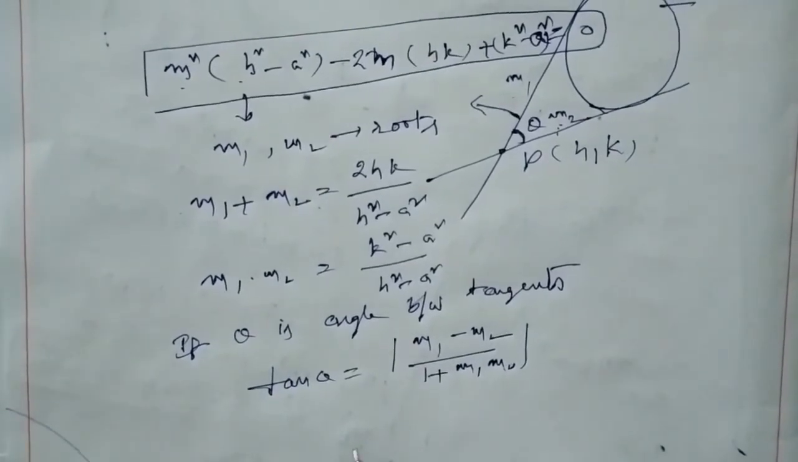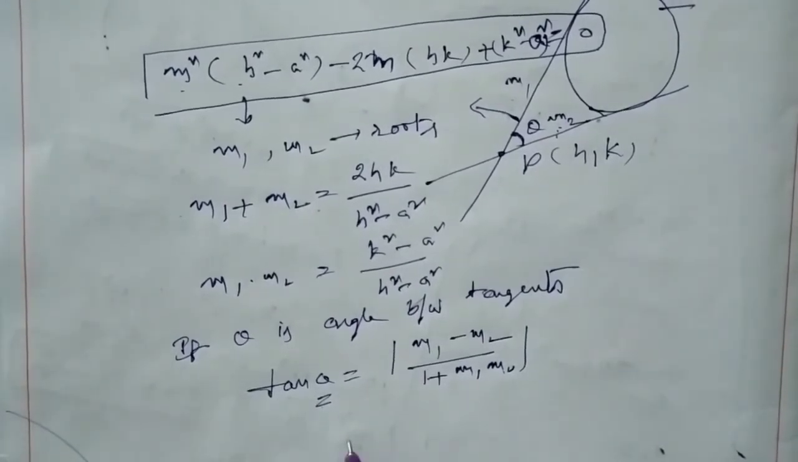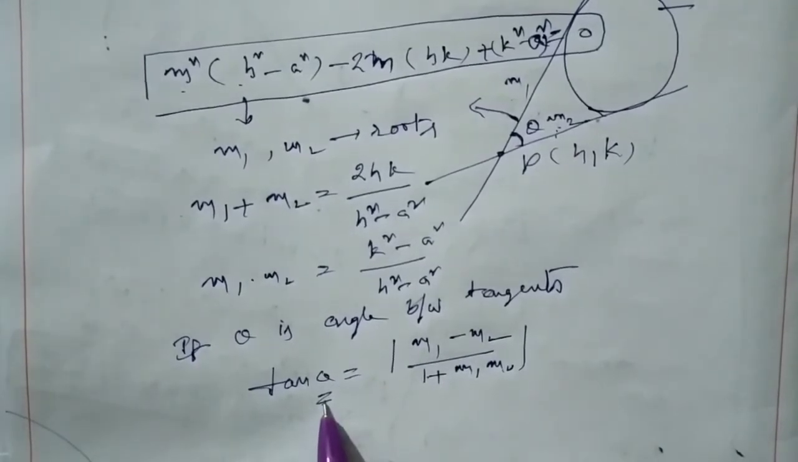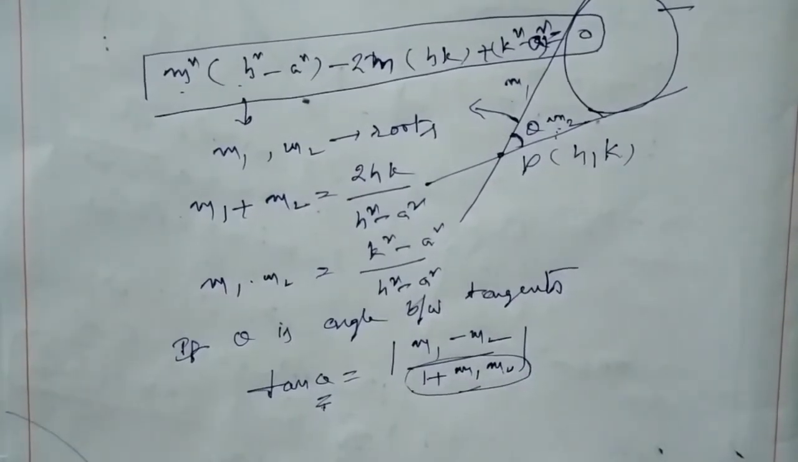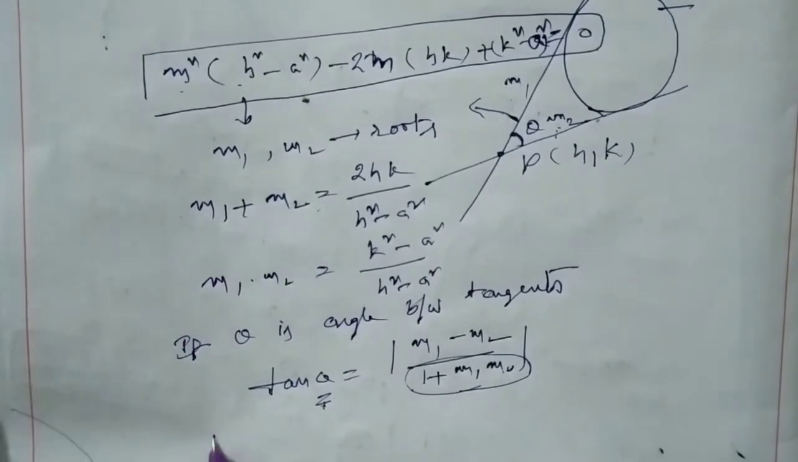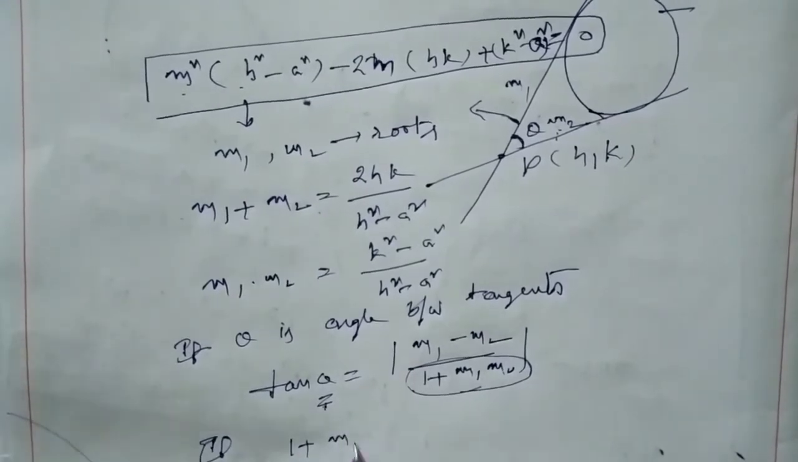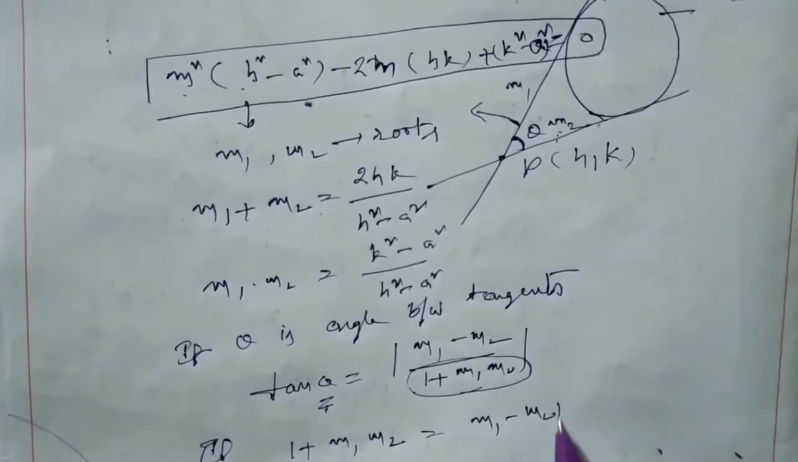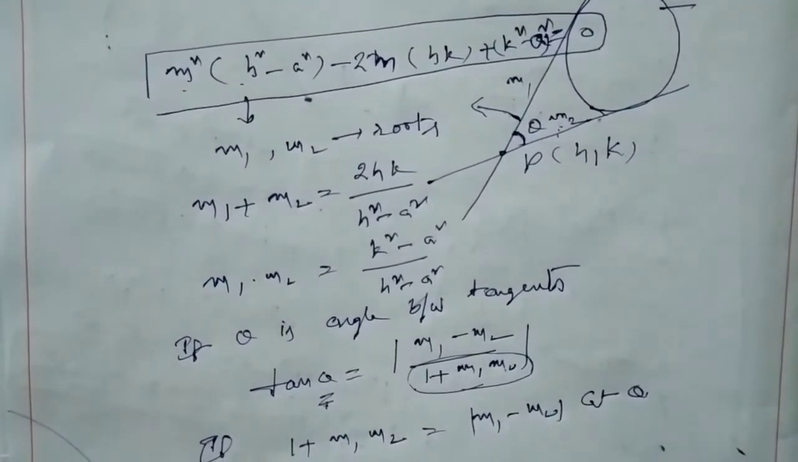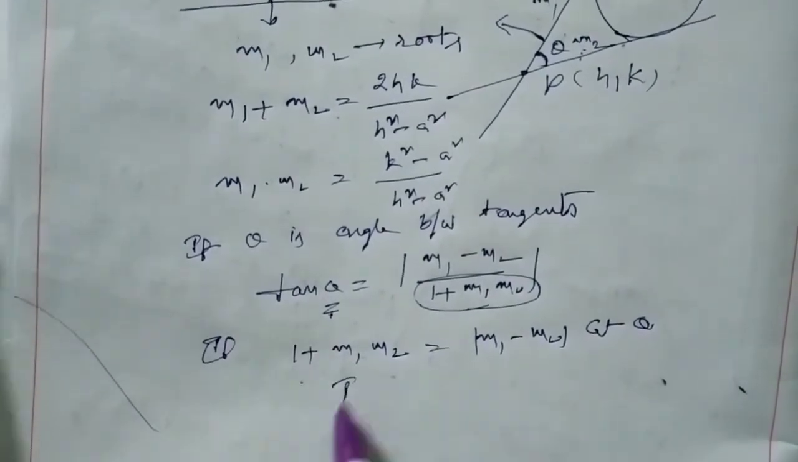Suppose theta is equal to 90 degrees. Then tan theta is undefined, so in that case 1 plus m1 m2 is equal to 0. Otherwise you can write 1 plus m1 m2 is equal to modulus of m1 minus m2 into cot theta. This is the relation for the angle between tangents.